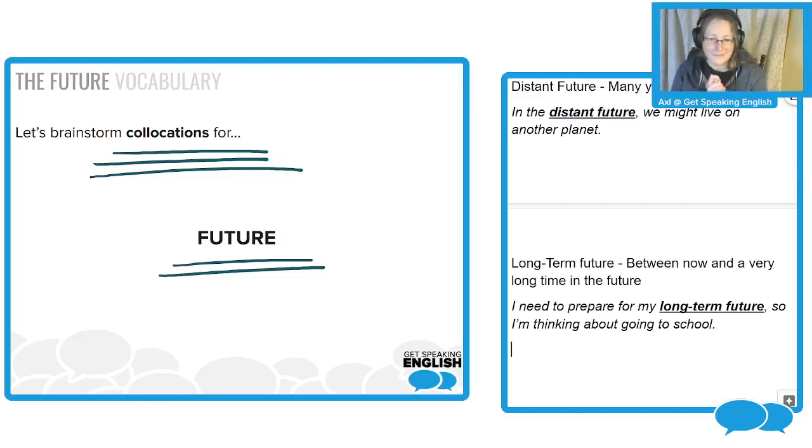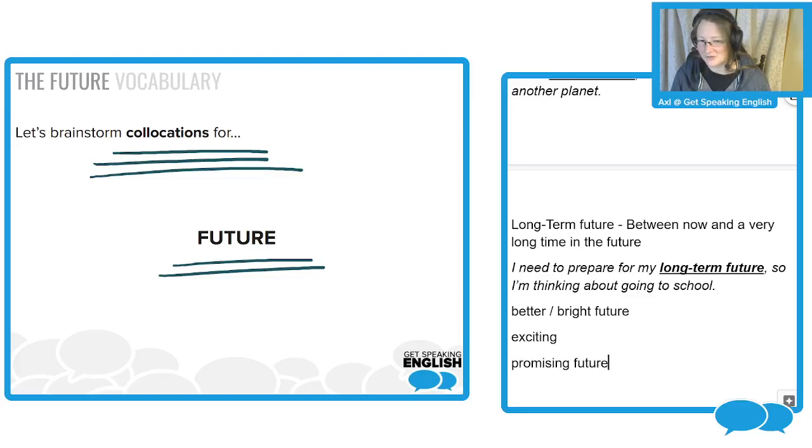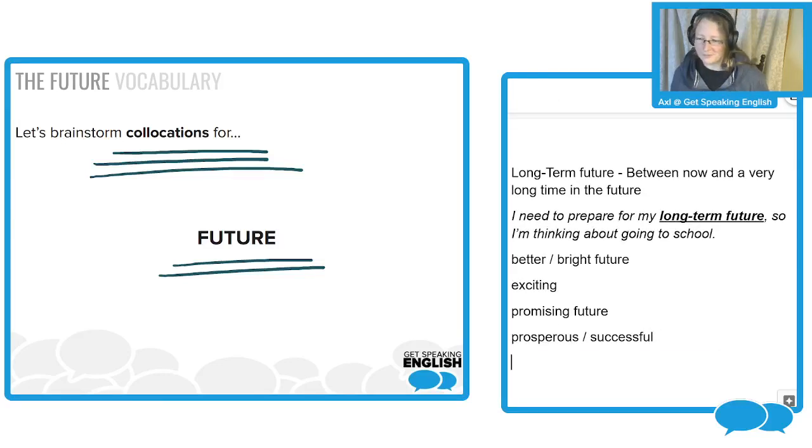If we think positively, maybe, for example, we could talk about like a better or a bright future. Maybe like an exciting or promising future. Prosperous as well. Successful. If we're prosperous, that means that we're doing well. Usually, maybe financially, economically.